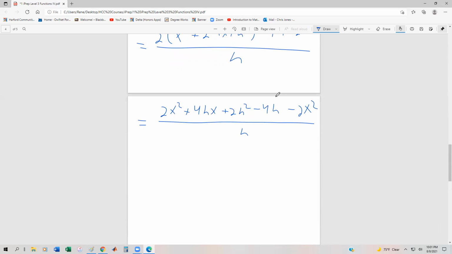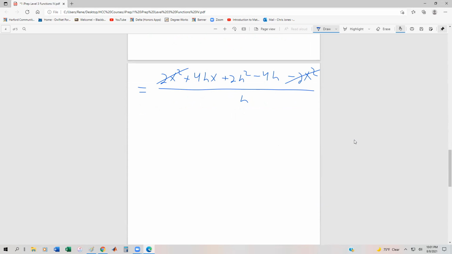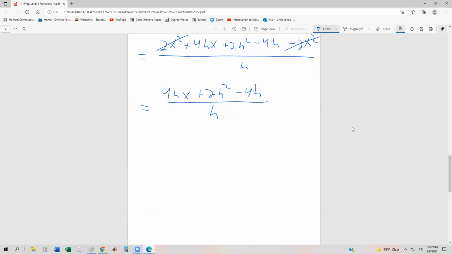And similar to what happened before, we get a couple terms cancel out. And whenever you do these difference quotients, you're going to find that a lot of terms eventually do cancel each other out. Okay? So we're going to have 4hx plus 2h squared minus 4h divided by h. And what we're going to do is we're just going to split this up into 3 smaller fractions. We could factor an h out if we wanted to, but I'll just break it up.